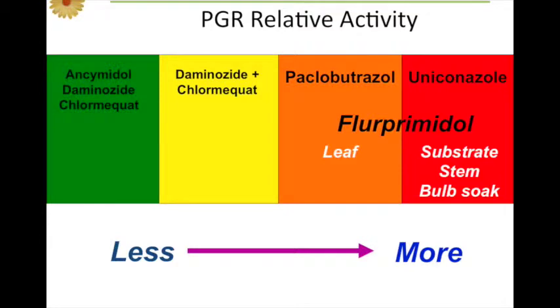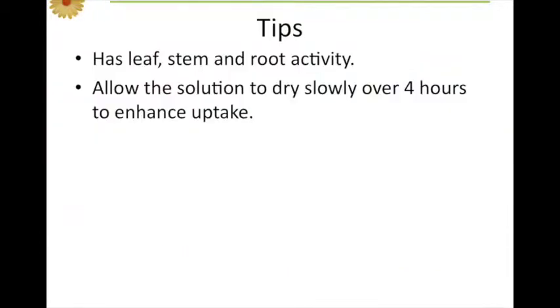And the spectrum, when you're looking at leaf activity for primidol, I would consider it closer to paclobutrazol. When it comes to activity as a drench, I would consider rates closer to uniconazole when you're looking at relative activity for that particular chemical. So it does have activity or uptake from the leaf, stem, and roots. Now it doesn't translocate out of the leaf to another growing point as much, but it does with any application.